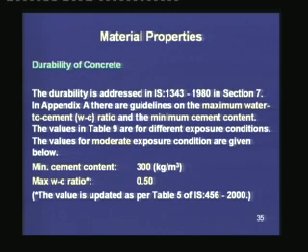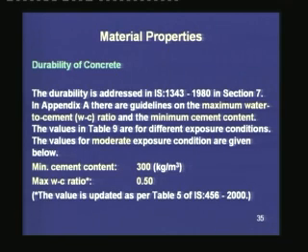Now, in Appendix A of 1343, there are guidelines on the maximum water to cement ratio and the minimum cement content. The values in Table 9 are for different types of exposure. In this lecture, we are just giving you some sample values from the table. The values for moderate exposure conditions are given below. That means the minimum cement content should be 300 kg per meter cube of concrete. The maximum water to cement ratio should be 0.5. The more cement we have, the better quality of concrete we can expect. And if we reduce the water cement ratio, then we expect the strength to be high.